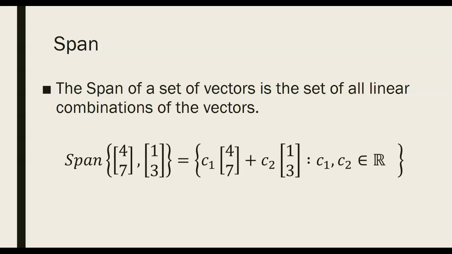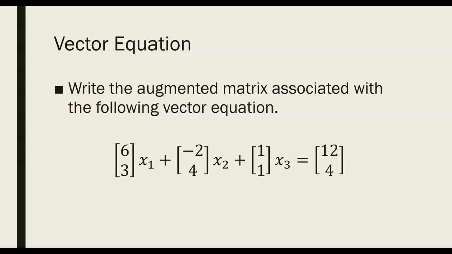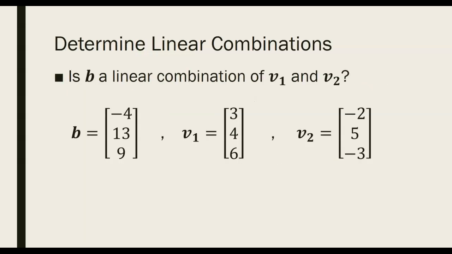So if we go back, this b was not a linear combination of v1 and v2. So this b would not have been in the span. Does that make sense? Hopefully. So we saw that b is not a linear combination, so this b is not in the span.